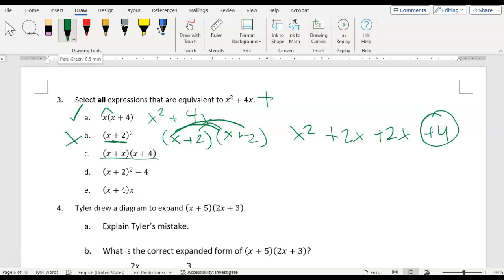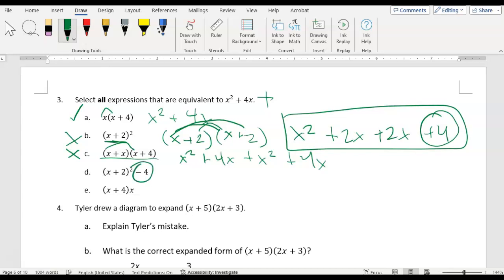We know, looking at this here, that we're going to need to multiply x squared plus 4x plus x squared plus 4x. So here we would get 2x squared plus 8x. That is not equivalent. Okay, here we would get this same thing, but then subtracting 4. And so this would be equivalent because we would get x squared plus 4x, and we would subtract the 4. So this one does work. And then lastly, this is written the same as this, except our x is second. This is still going to be x squared plus 4x. So this is also equivalent.